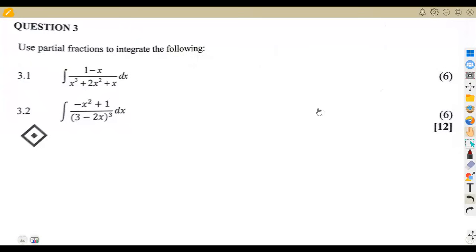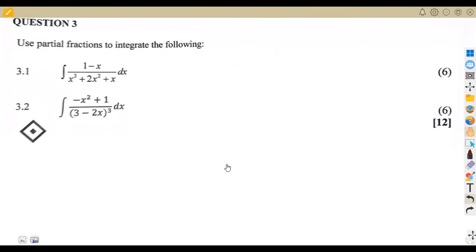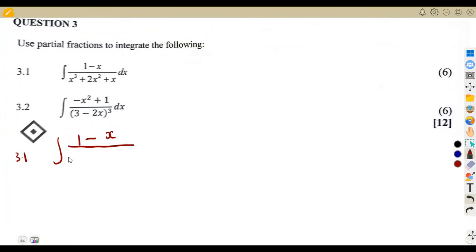So we are given these two integrals, but it's a lot. Okay, no problem. Let's see. 3.1, we are given to integrate 1 minus x, everything over x cubed plus 2x squared plus x with respect to x.